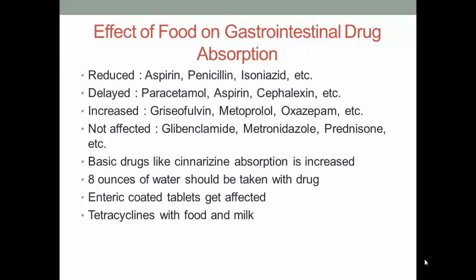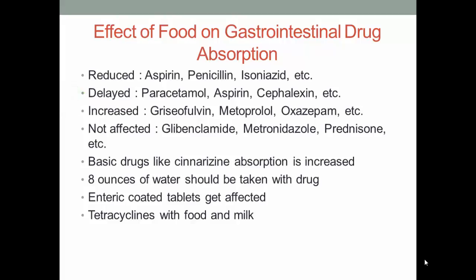As I said, with aspirin there is decreased gastric emptying because of the presence of food, and that may irritate the gastric mucosa. And there is delayed drug absorption of paracetamol, aspirin, cephalexin, etc. in the presence of food.